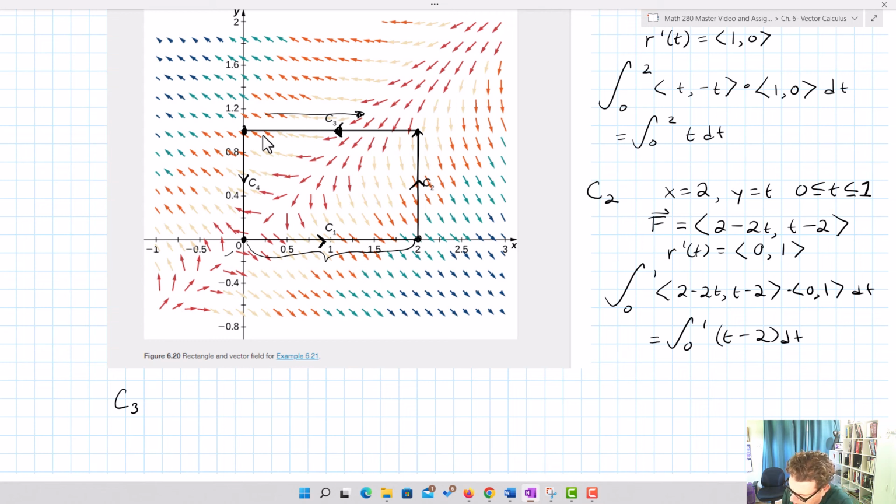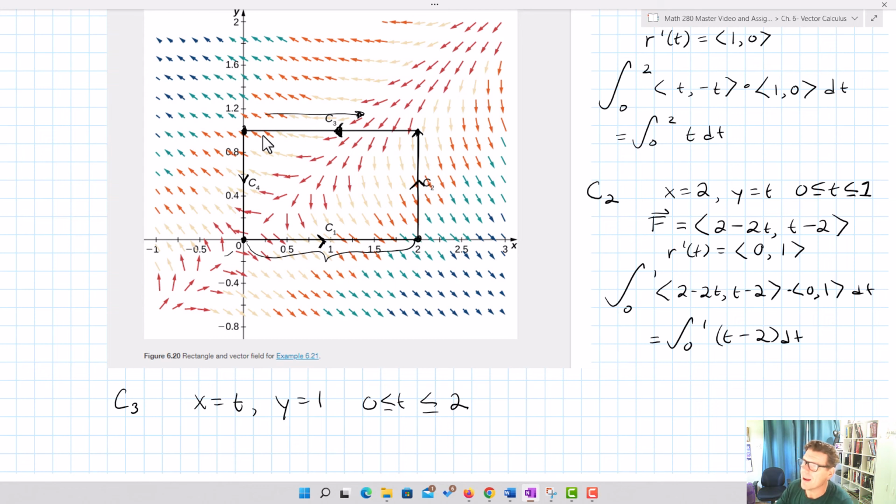The simple parameterization there is just that y equals 1 and x equals t. Okay, so if we take y equals 1, x equals t, that's great. And then we go from 0 to 2, so 0 less than or equal to t less than or equal to 2. Okay? But it's in the wrong direction. It's not in the right direction. So what do we need to do?